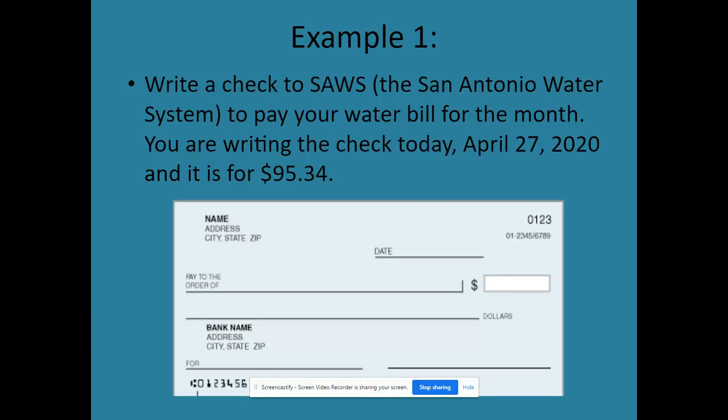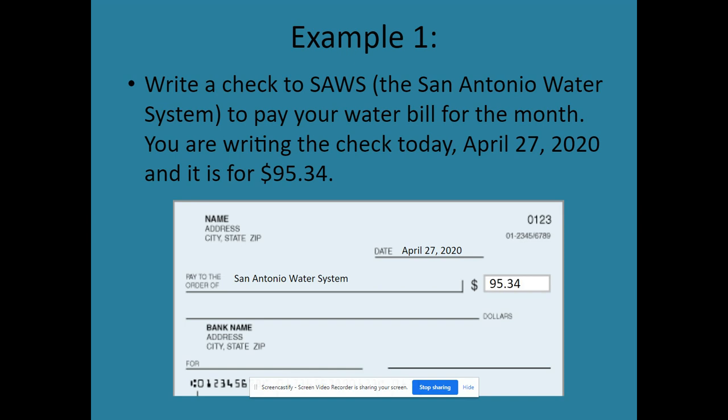So example 1, it says write a check to SAWS, the San Antonio Water System, to pay for your water bill for the month. You're writing the check today, April 27th, 2020, and it is for $95.34. So the first thing you're going to do is write down the name where it says pay to the order of San Antonio Water System. Then you're going to write the date, April 27th, 2020.